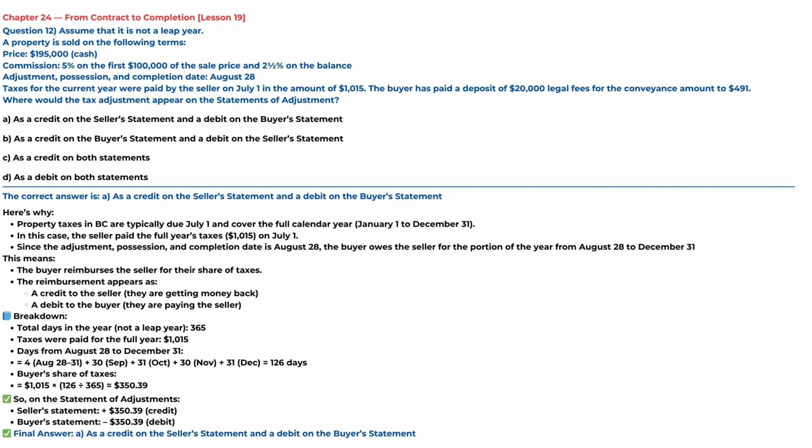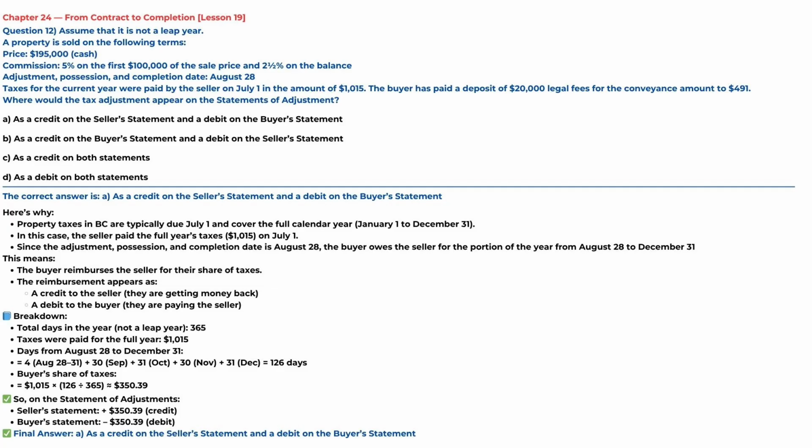This means the buyer reimburses the seller for their share of taxes. The reimbursement appears as a credit to the seller, they are getting money back. A debit to the buyer, they are paying the seller. Breakdown. Total days in the year, not a leap year, 365. Taxes were paid for the full year, $1,015. Days from August 28 to December 31st equals 4 days from Aug 28 to 31, plus 30 days in September, plus 31 days in October, plus 30 days in November, plus 31 days in December equals 126 days.